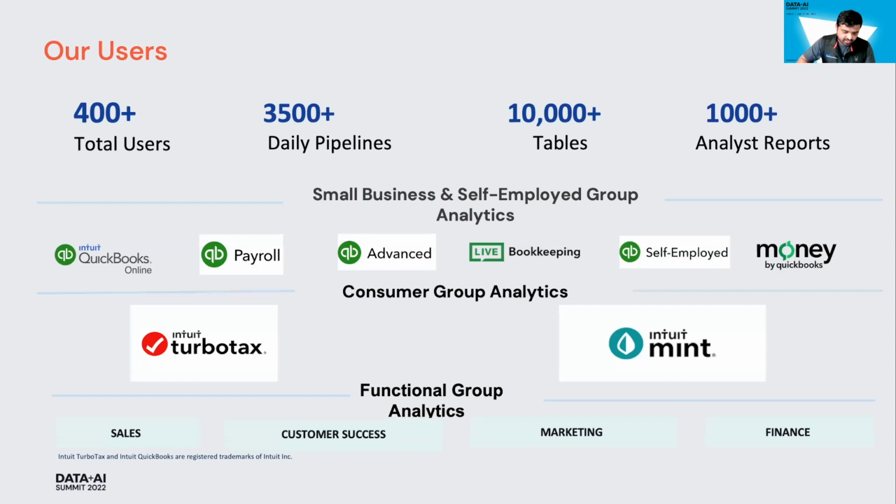Now, just to give a context of how Simplan is used within Intuit, we have close to 400 active users using the platform at the moment. And we are running close to 3,500 daily pipelines. And we are affecting close to 10,000 tables on a day-to-day basis, which is feeding into close to 1,000 business critical reports. So if you look at, these are the different organizational groups that we are serving. It is essentially kind of a whole of Intuit.